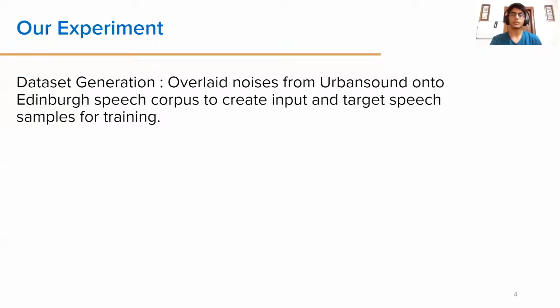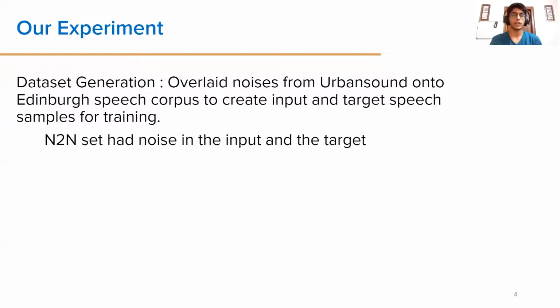We make a simple experiment. We overlaid noises from UrbanSound onto the Edinburgh speech corpus to create two different types of datasets. The first is called N2N and stands for noise-to-noise. This dataset has noise in both the input as well as the target that the neural network is trained on. There is one caveat here. The category of noise present in the input and the category of noise present in the target are different. We'll explain more about that later.